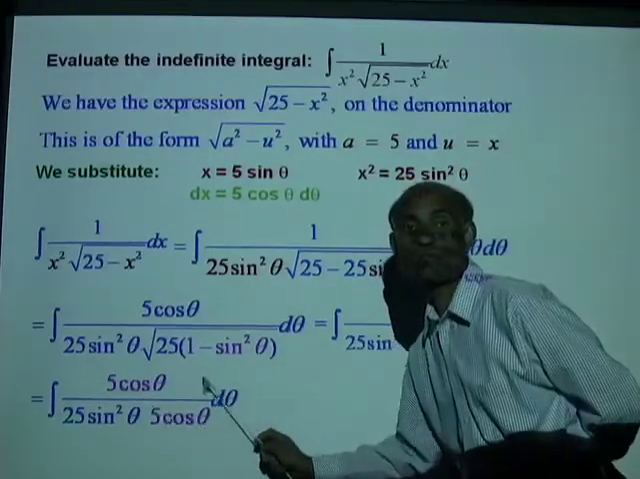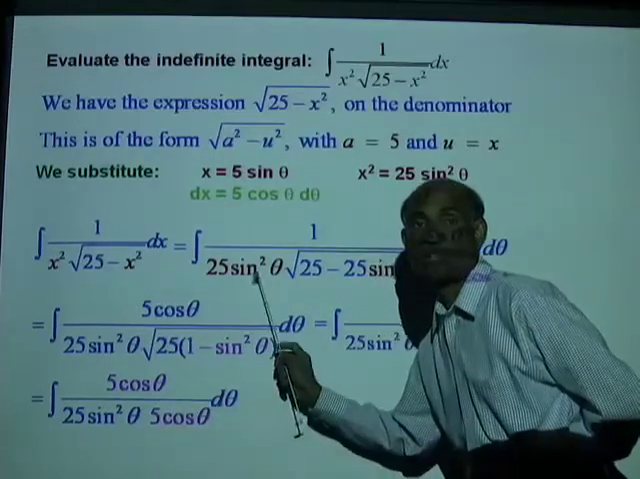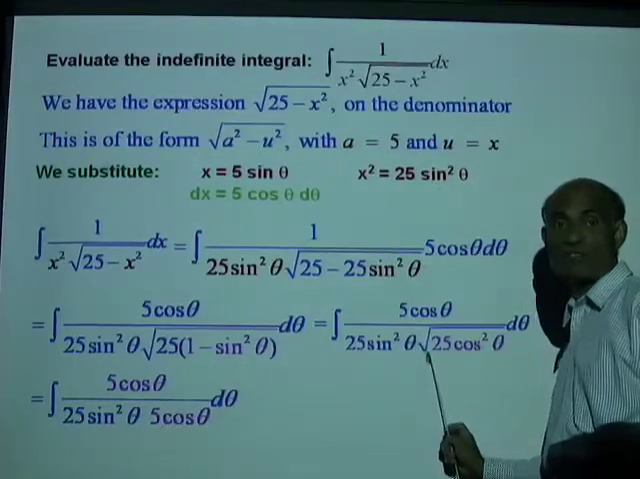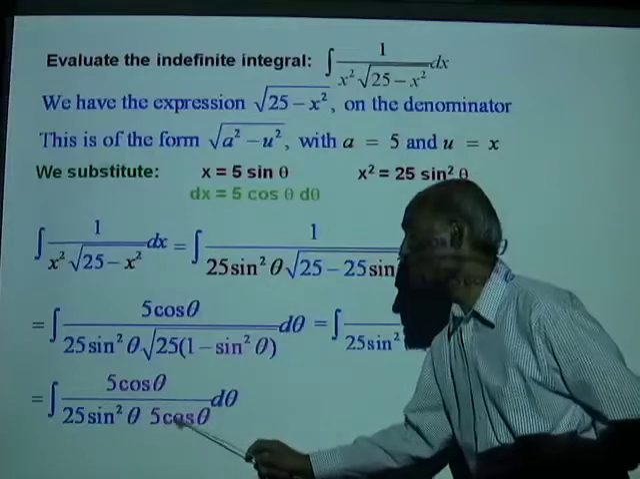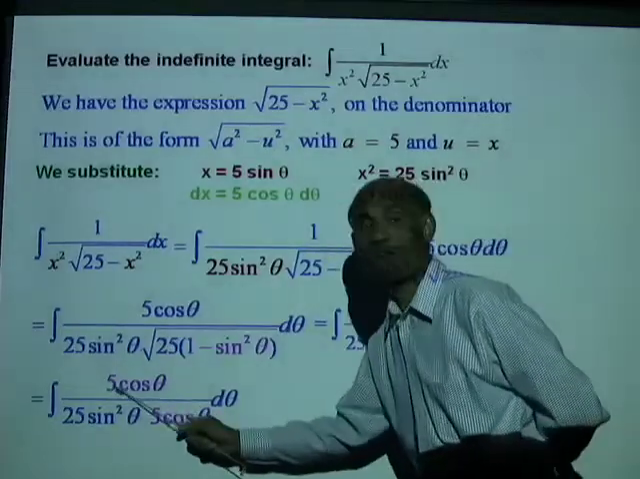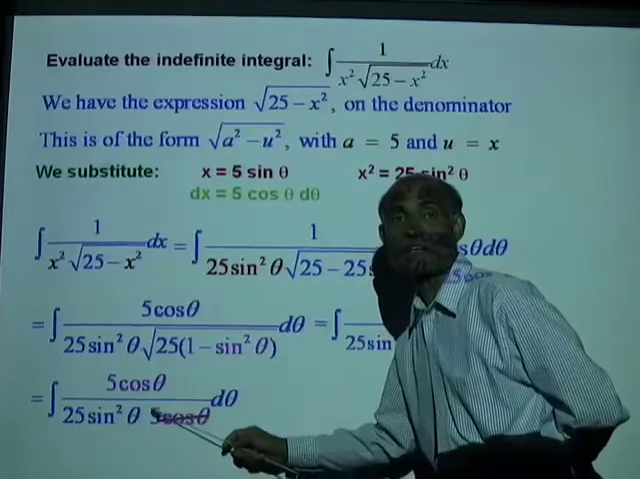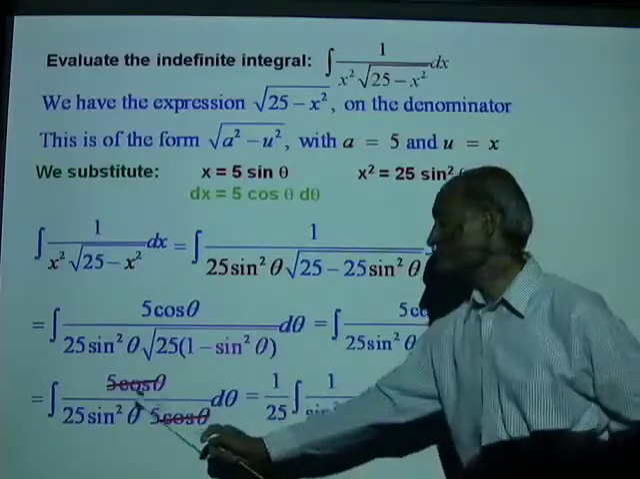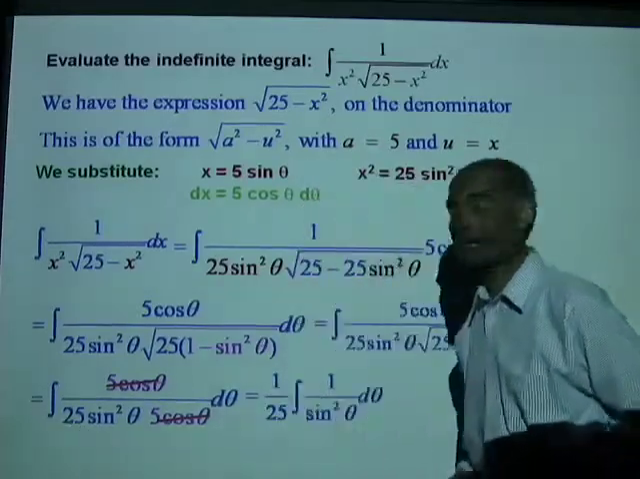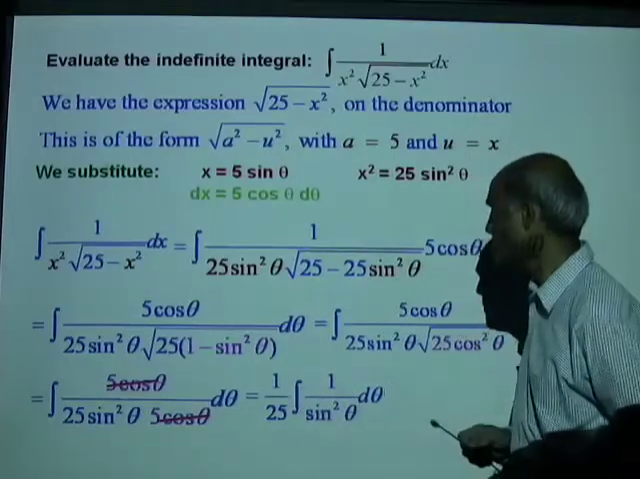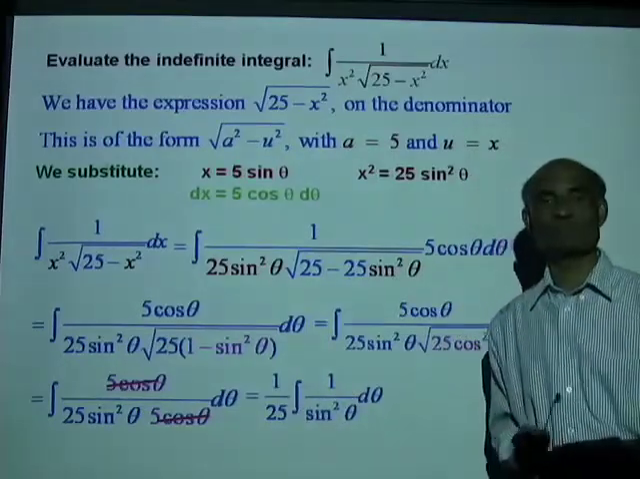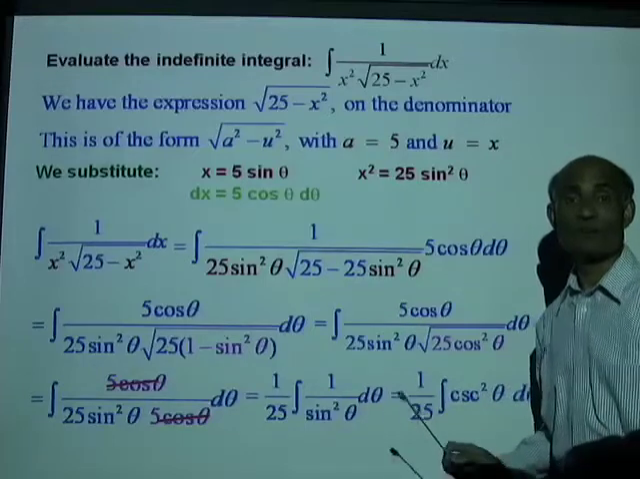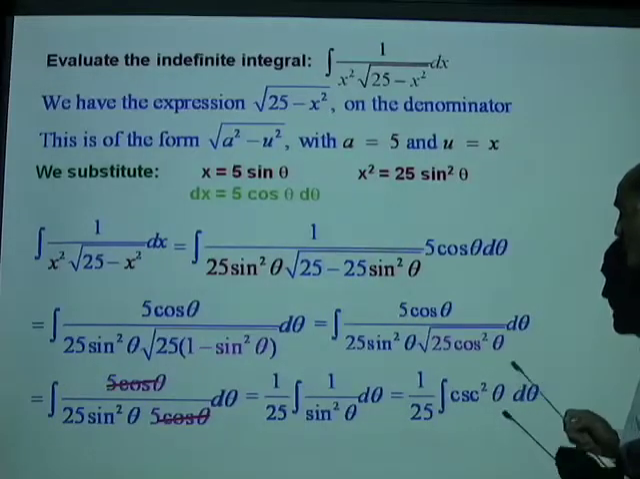Now we have the integral, look at that, the dx has been replaced by 5 cos theta d theta. So that would be 5 cos theta d theta divided by 25 sine squared theta, and this quantity in the square root is now 5 cos theta. And if you notice, the 5 cos theta and the 5 cos theta will cancel. What do we have? We have the integral of 1 over 25, we take that 25 outside, 1 over 25, 1 over sine squared theta d theta. Alright, and what is 1 over sine squared theta? It is cosecant squared theta.